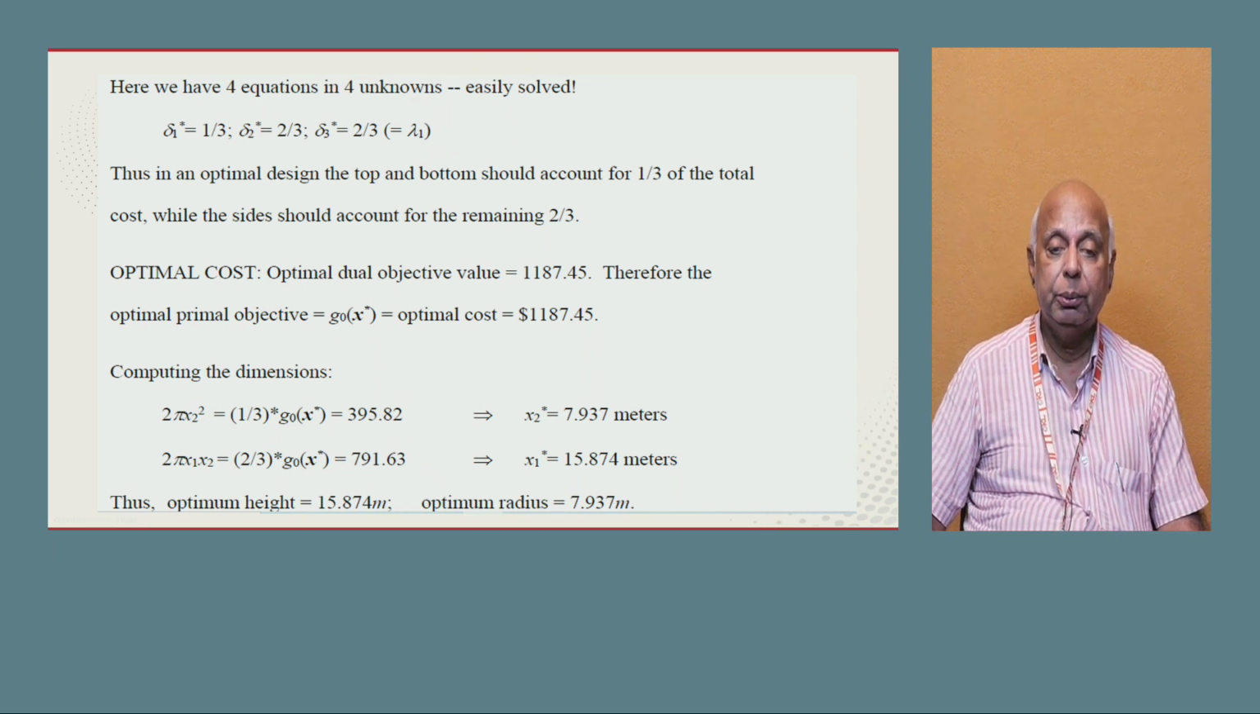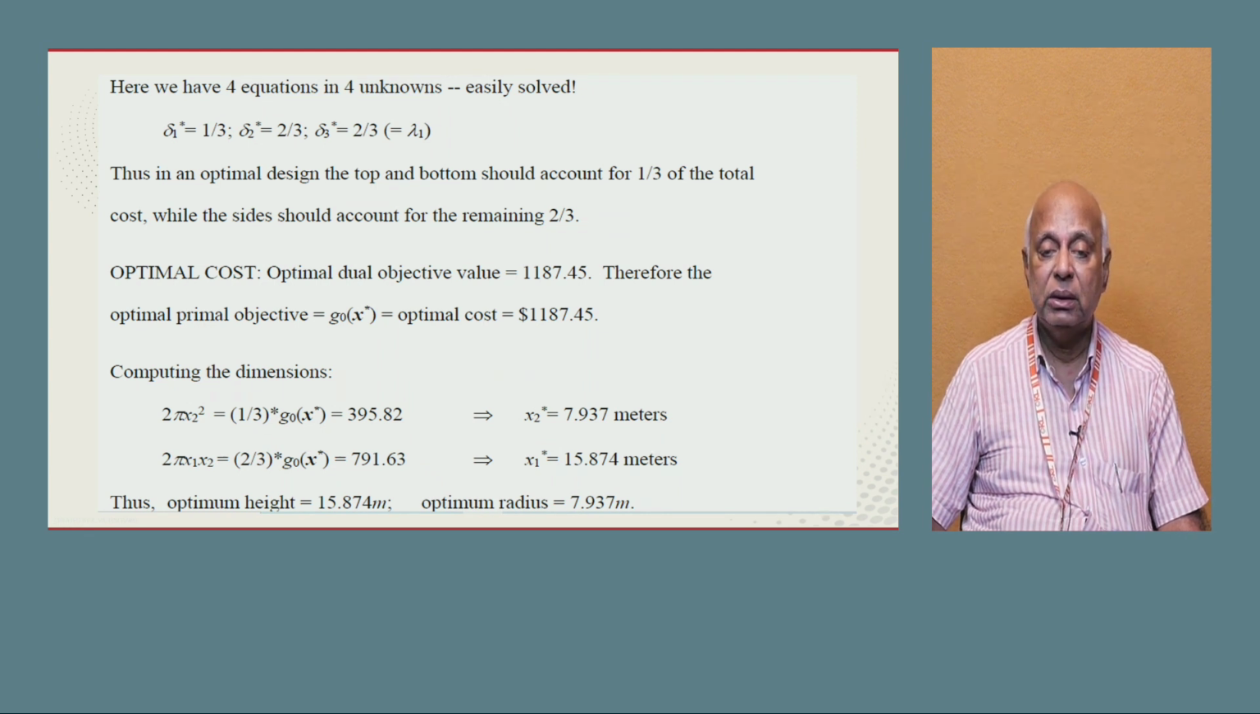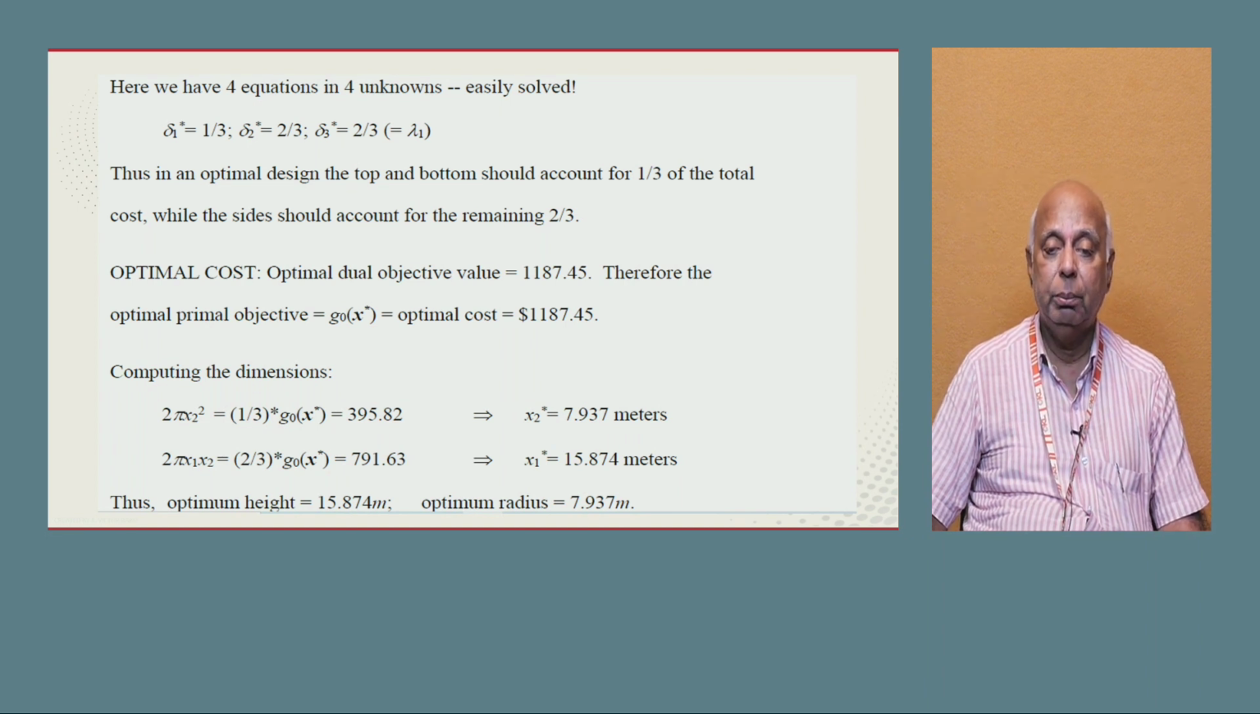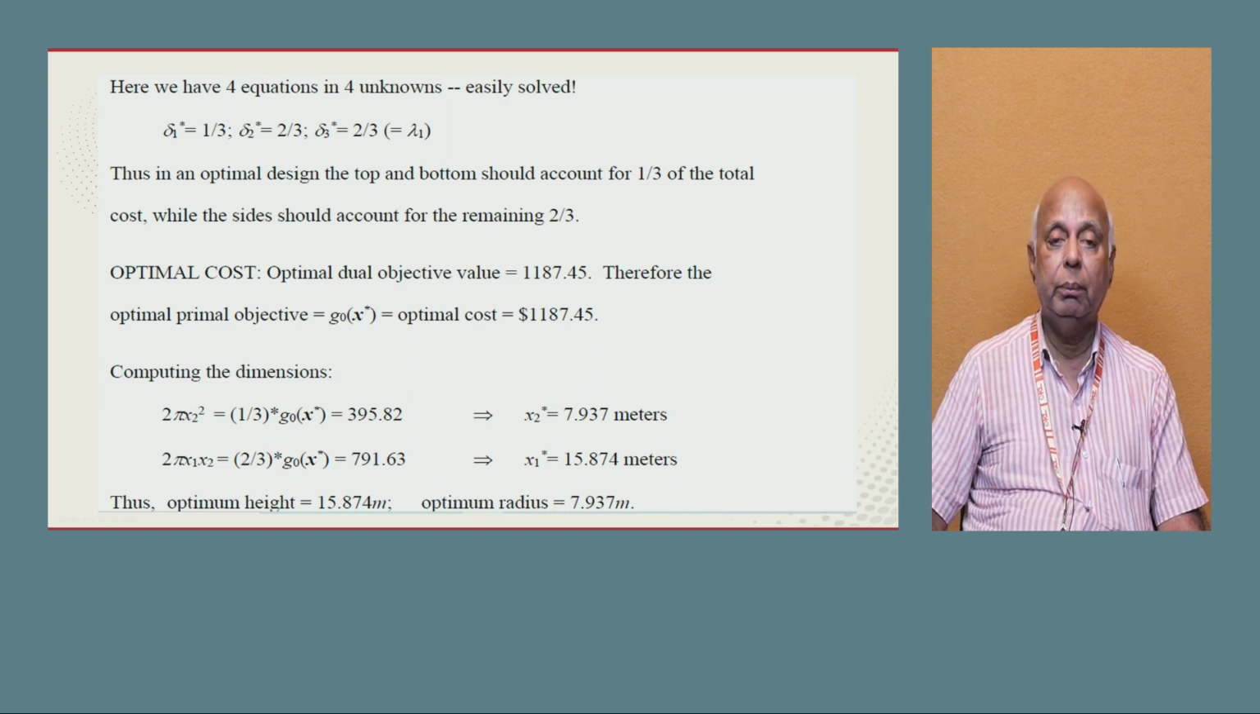Therefore, the optimal primal value is $1187.45, and computing the dimensions, x2 star is equal to 7.937, x1 is 15.874. The optimum height should be 15.87 meters, and radius should be 7.937. Now this is what we will be having here.